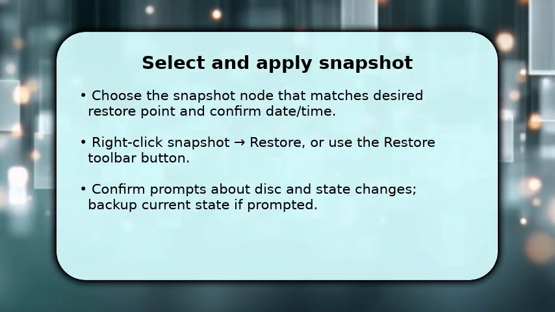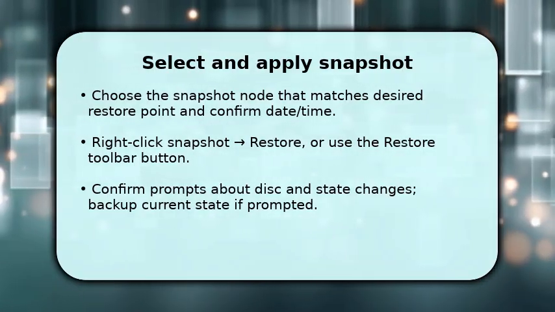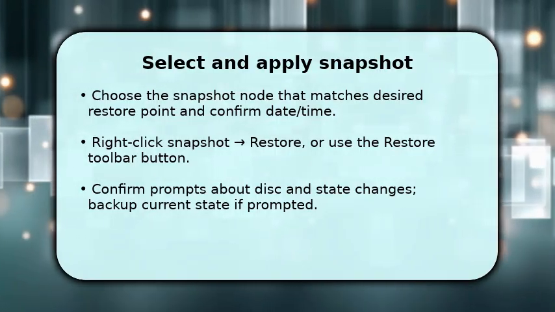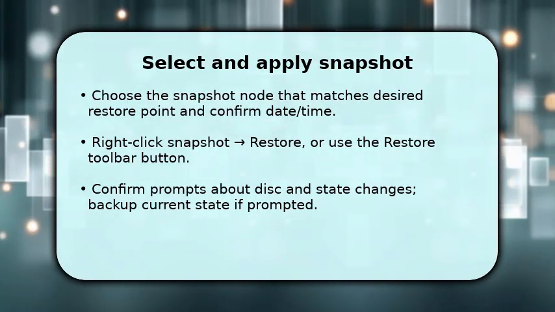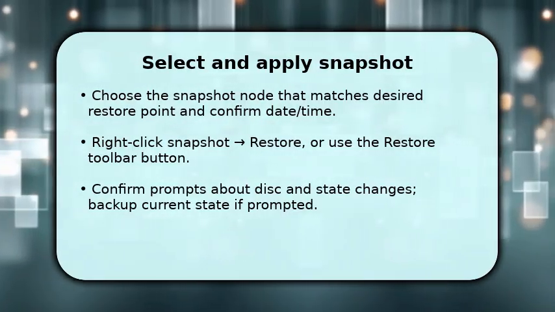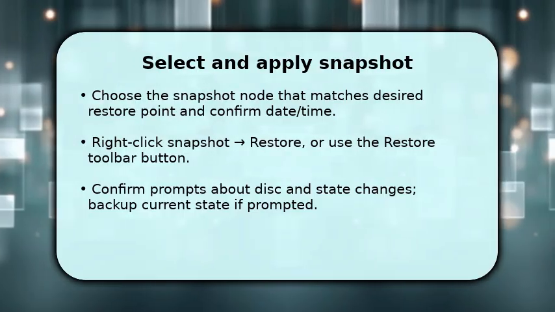VirtualBox will prompt you about replacing the current state. Confirm the action. If offered, take a backup of the current state to a new snapshot to avoid accidental data loss. The manager applies the VM disk and machine state changes immediately after confirmation.